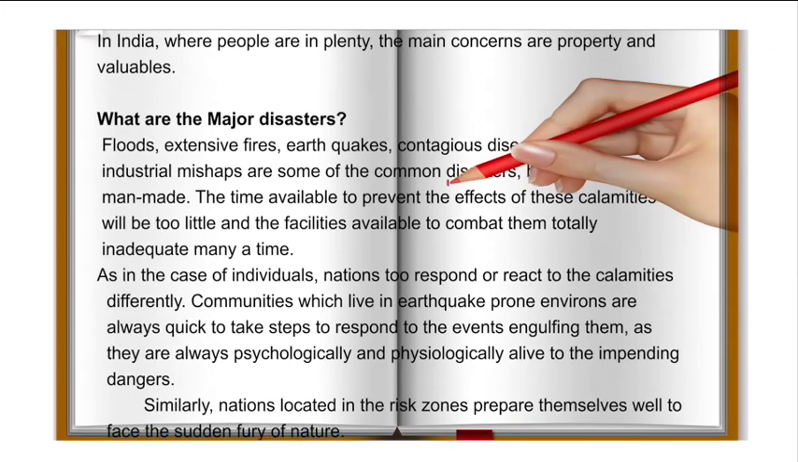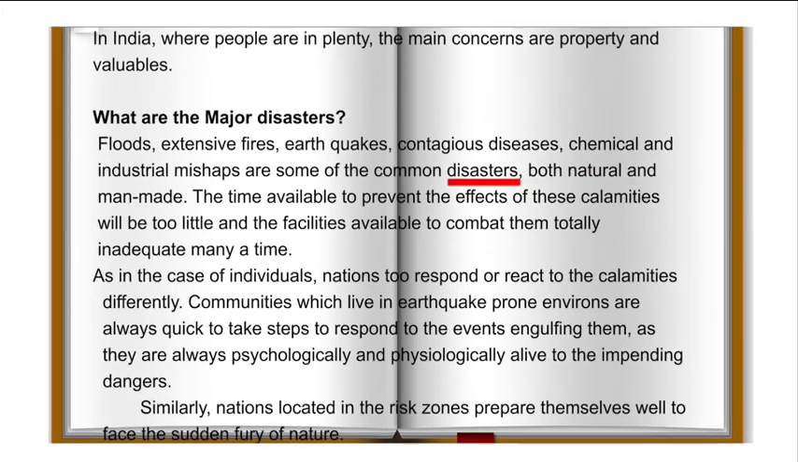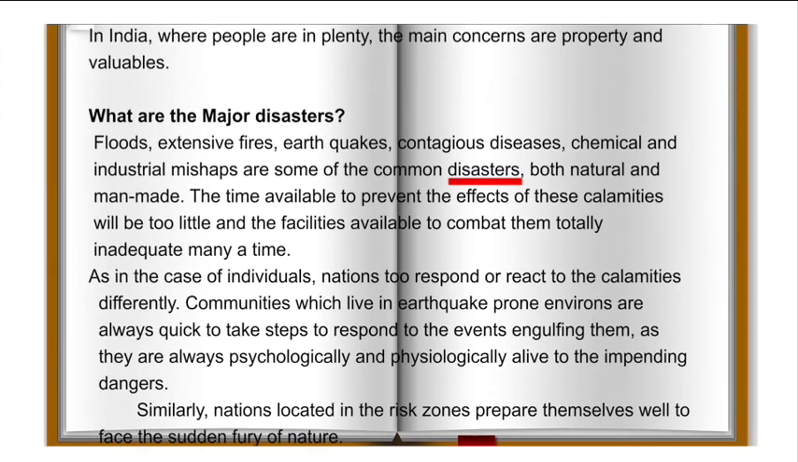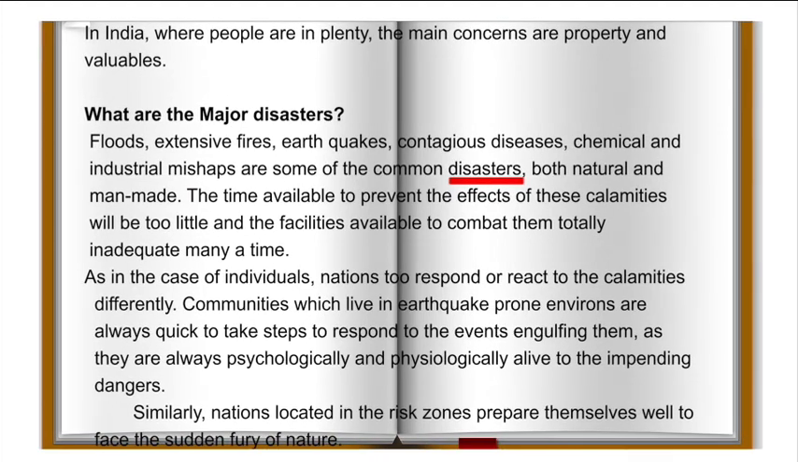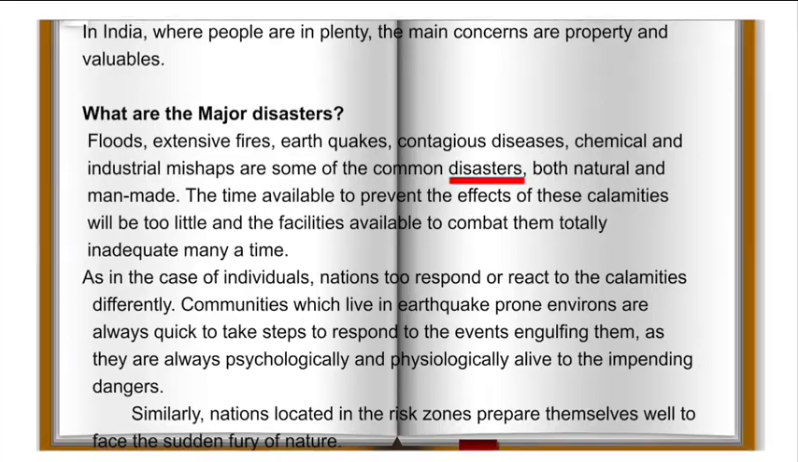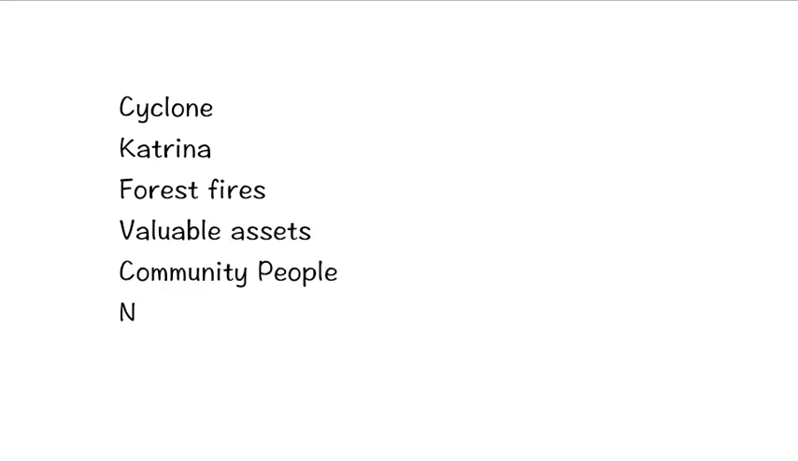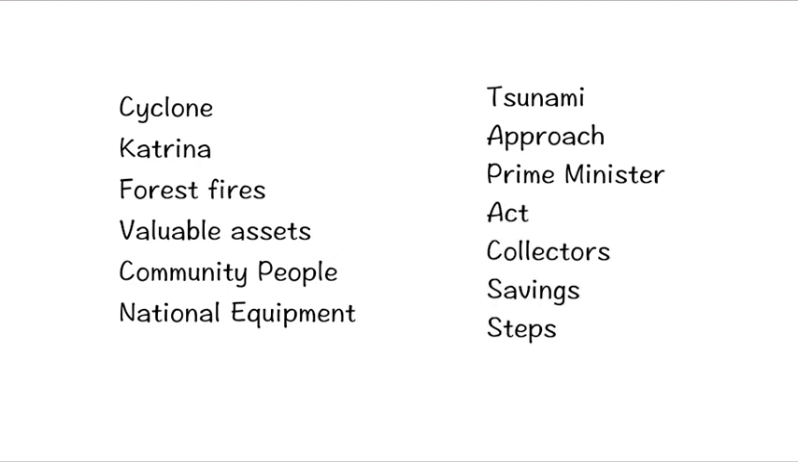What is the keyword here? We have underlined cyclone or disaster. Follow the same method for all the paragraphs and find out keywords from each paragraph. Each paragraph may contain two or three keywords. From the lesson Disaster Management, we have finalized these keywords: cyclone, Katrina, forest fires, valuable assets, community people, national equipment, tsunami, approach, prime minister, act, collectors, savings, steps.